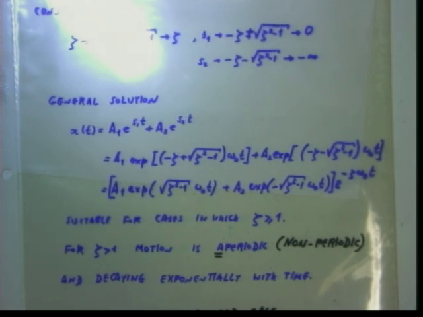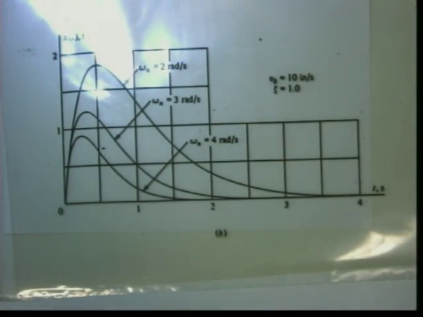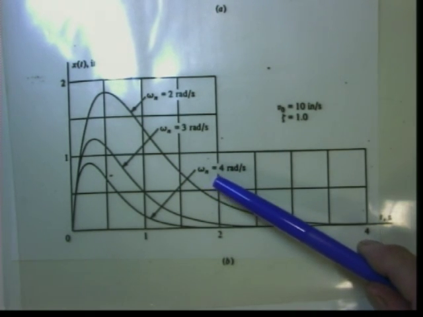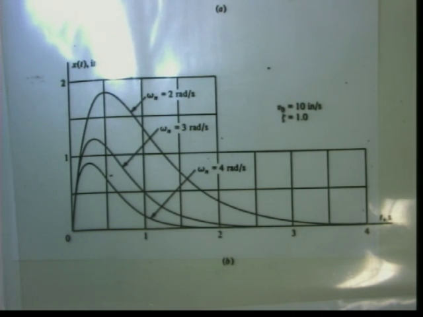So the equations are predicting correctly the physical behavior of the system. I think I showed you this figure where, for various values, it says omega sub n but it is omega 0, solutions look like this. At increasing times, x of t decreases. Okay?